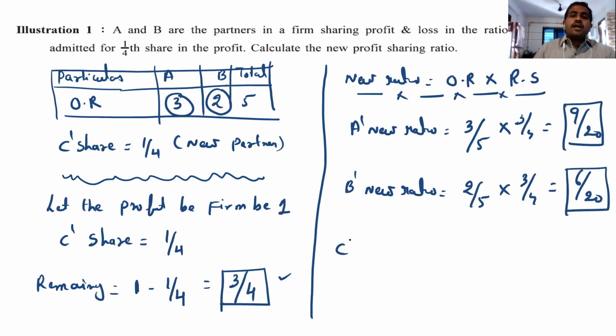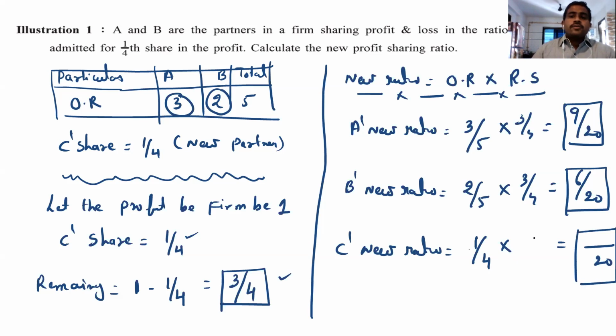Now comes the last one, C's new ratio. So C is getting how much? 1 by 4 is fixed. So 1 by 4, and to make the denominator 20, 5 fives are 25, so it comes to 5. So the new ratio comes to us: the new ratio is 9 is to 6 is to 5.